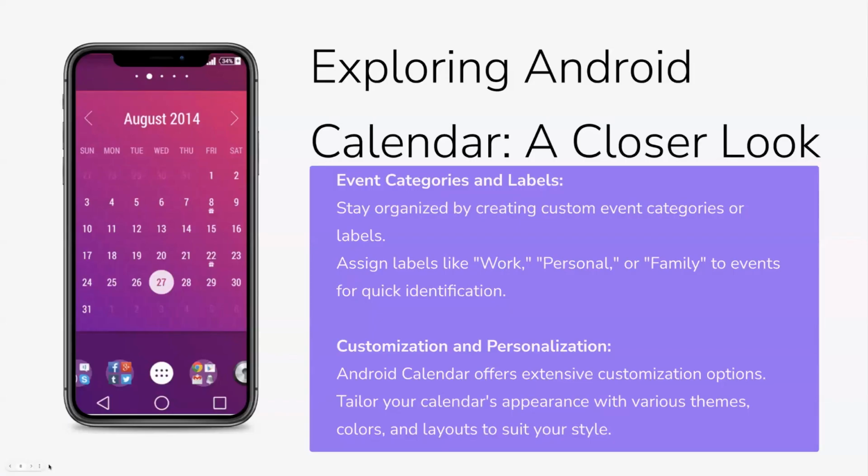Exploring Android Calendar, a closer look. Event categories and labels. Stay organized by creating custom event categories or labels. Assign labels like work, personal, or family to events for quick identification. Customization and personalization. Android Calendar offers extensive customization options. Tailor your calendar's appearance with various themes, colors, and layouts to suit your style.